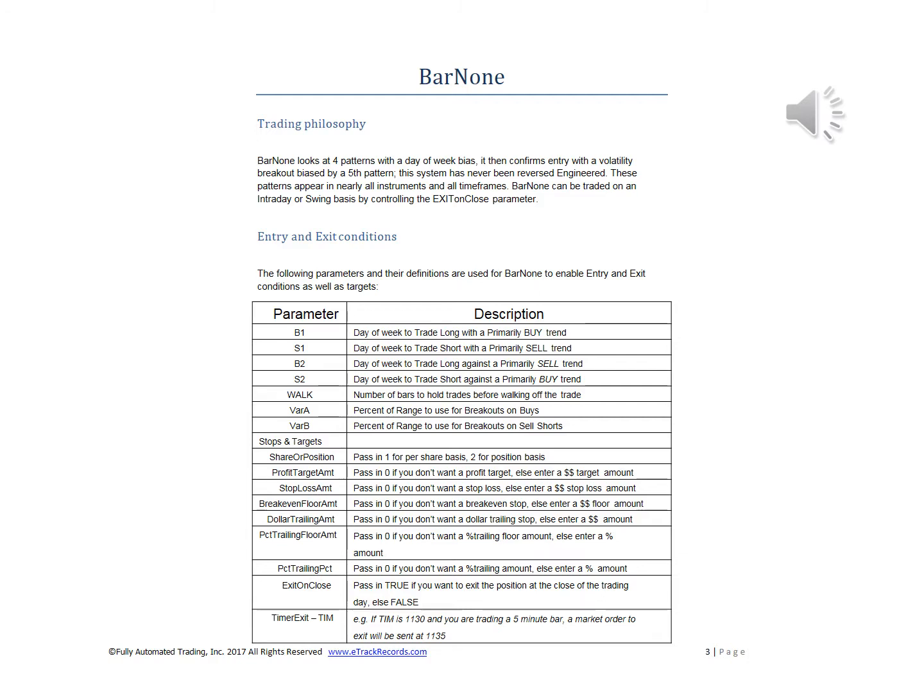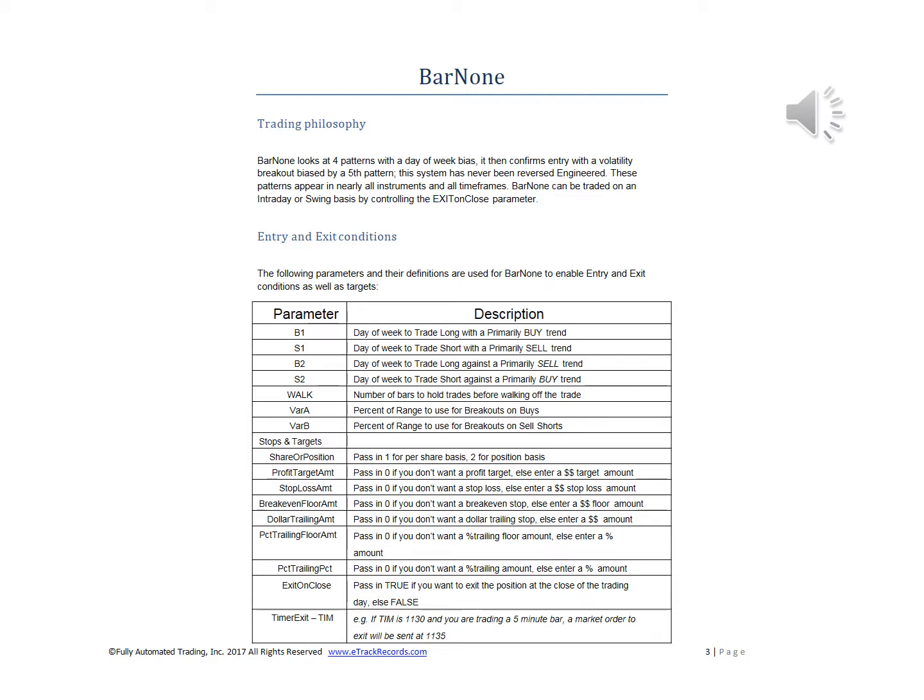Here's an example of where having the PDF at home and printing it out would make a lot of sense. The print's a little small, but I wanted to get everything on one page. First of all, the trading philosophy. BarNone looks at 4 patterns with a day-of-week bias. It then confirms entry with the volatility breakout biased by a 5th pattern. This system has never been reverse engineered. These patterns appear in nearly all instruments and all time frames. BarNone can be traded on an intraday or a swing basis by controlling the EXITonClose parameter.